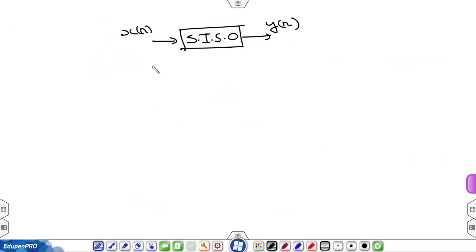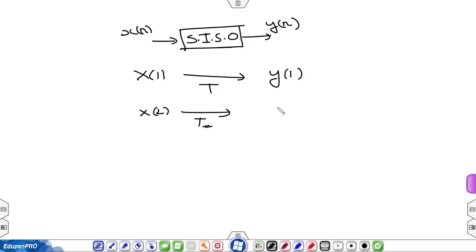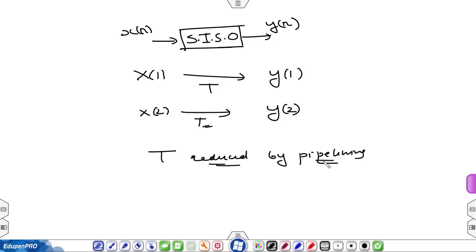So the filter that we have taken is a kind of a single input single output system, which takes one input sample. Let's say the input is x1, it will process it, it will take some time t, and it will generate a corresponding output y1. Then we will provide a second input sample, let's say x2, it will process it by taking the same amount of time, and it will provide output y2. And this processing time t can be reduced by pipelining. So till now we were successful in reducing this t by using pipelining.